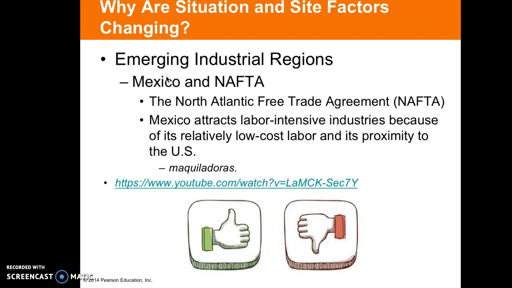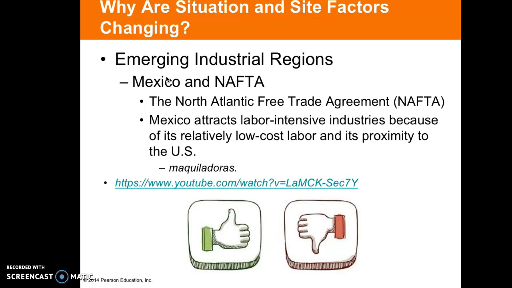When we talk about emerging industrial regions, we need to also talk about Mexico. So Mexico and the NAFTA agreement, the North Atlantic Free Trade Agreement, which is something that's been spoken about a lot last year or so. The North Atlantic Free Trade Agreement was an agreement between the U.S., Canada, and Mexico. And what it meant is that we had free trade between these three countries. And there's a lot of pros and cons to this plan.